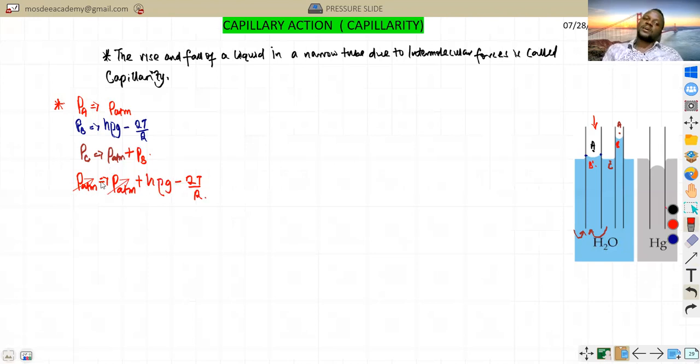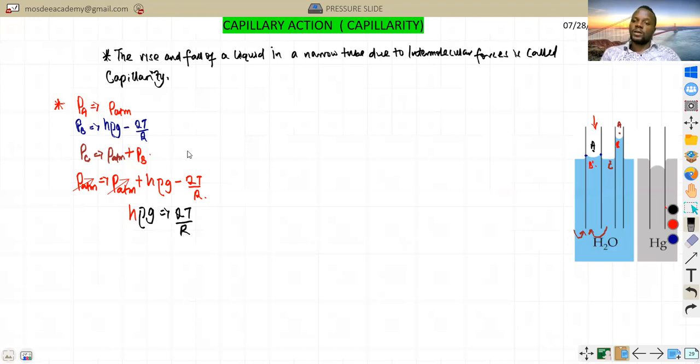This comes to the left-hand side, it will be negative H rho G. This comes to this, it will be what? Negative 2T by R. So what I'm trying to say here is that if I move this, negative will cancel negative, which you can do on your own. H rho G is now equal to 2T by R.